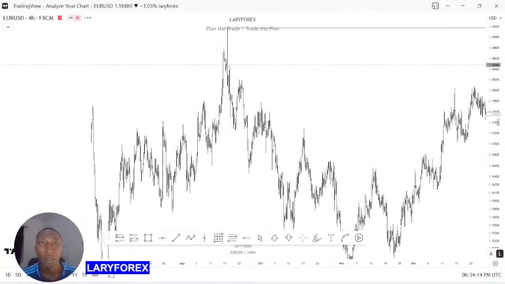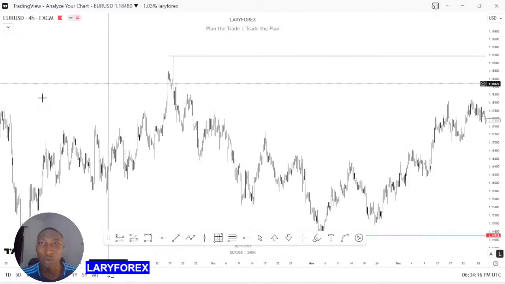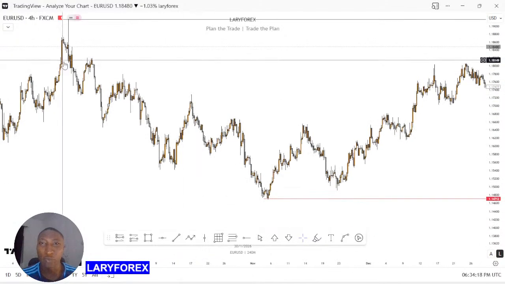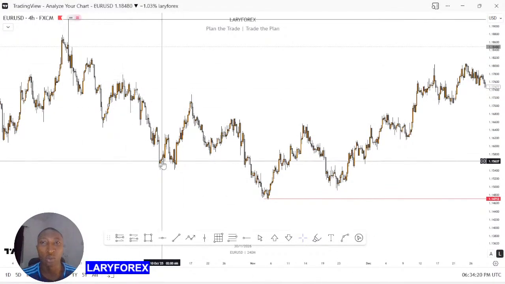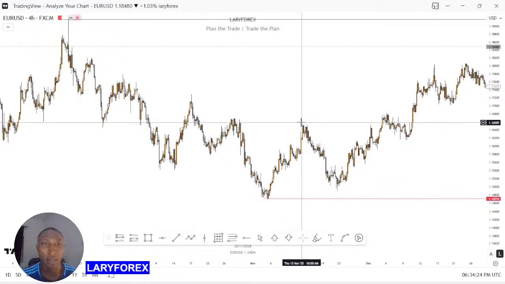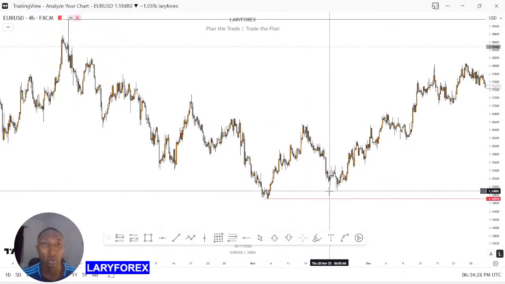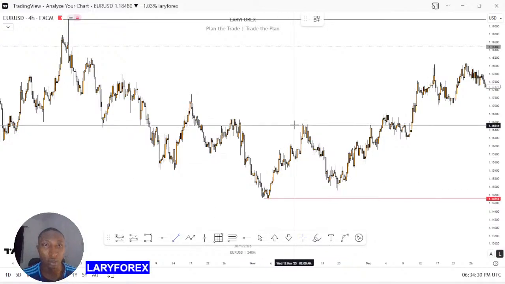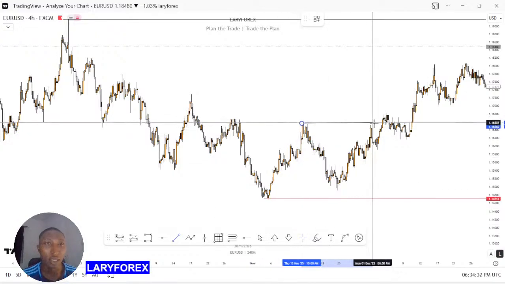So after the last break of structure at this level, you can see price start printing a series of lower low, lower high, lower low, lower high, lower low. And then lower low, higher low, higher high. So from here we started shifting.